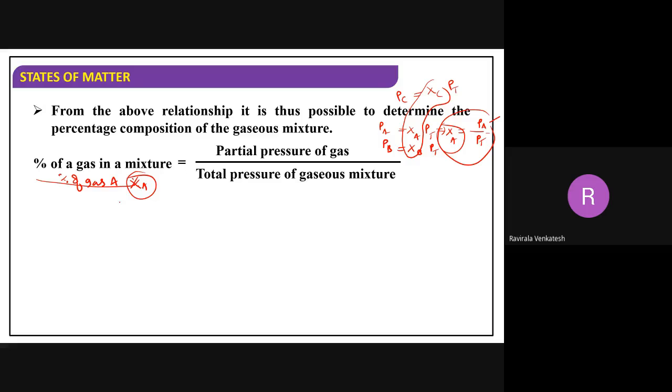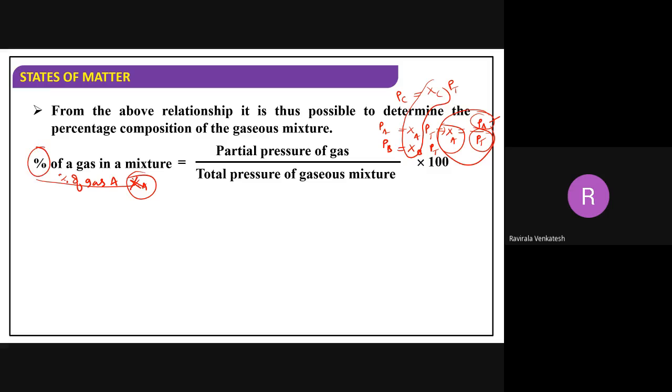What is the meaning of mole fraction of A? The percentage of gas A in the mixture is the partial pressure of A divided by the total pressure. Understood? When you calculate a percentage, you have to multiply this by 100. You always have to do that.